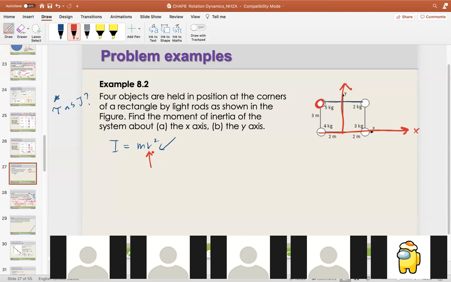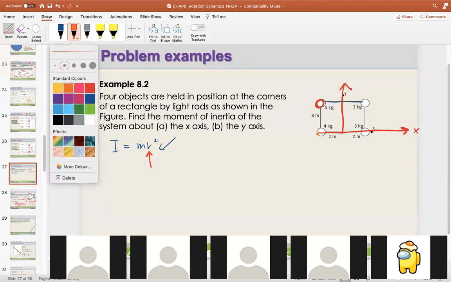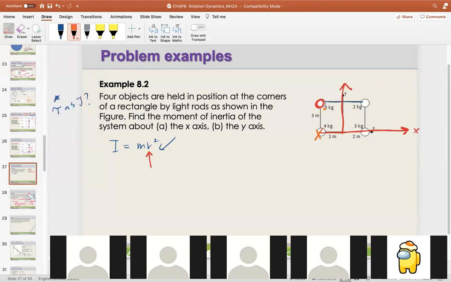Is it 3? Yes, betul. Thank you, Balkis. Okay, here the better. The R, yep, the R is from the axis of rotation to the applied force. The applied force is the weight of this guy lah.